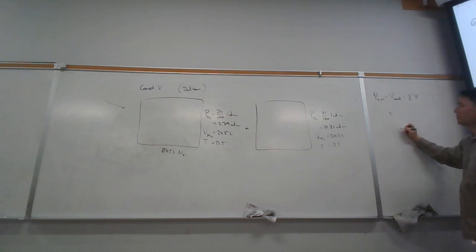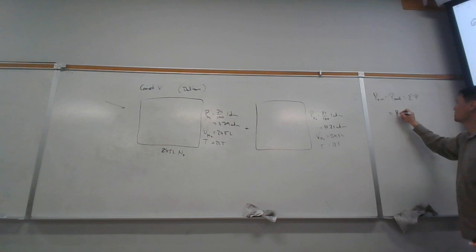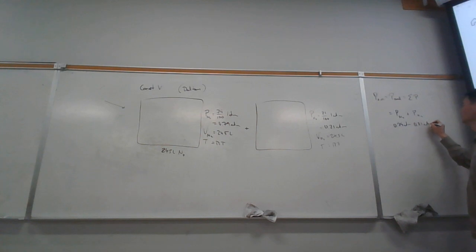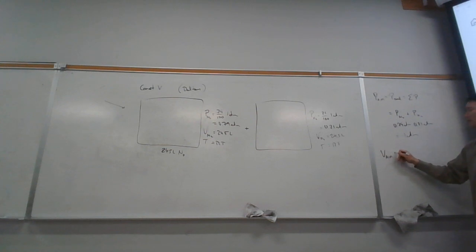And so the sum of the partial pressures is the pressure of the nitrogen plus the pressure of the oxygen. So the pressure of the nitrogen was 0.79 atmospheres, and the pressure of the oxygen was 0.21 atmospheres. And so that's going to give us 1 atmosphere. Whereas the volume doesn't change. So the volume of the air is equal to the volume of the nitrogen, which is equal to the volume of the oxygen.